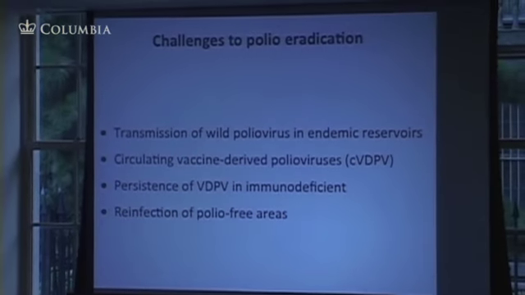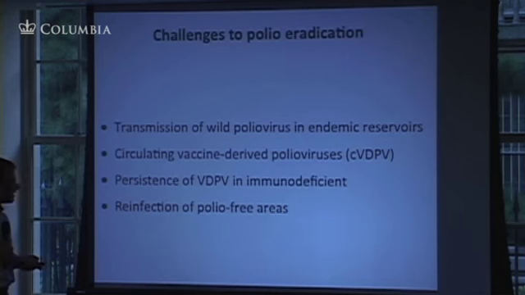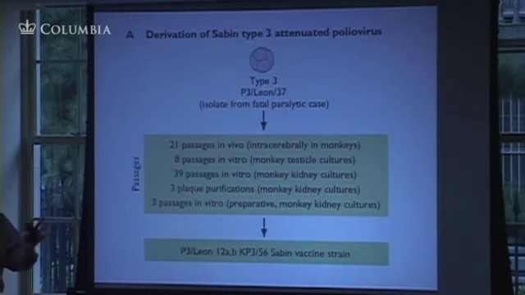So here are the challenges to eradicating this virus now. We still have transmission of wild viruses that are out there in certain places. We have a complication that we didn't predict. They're called vaccine-derived polioviruses. We'll talk about that. We have persistence of vaccine virus in people without antibodies. And then we have reinfection of previously polio-free areas. So we're going to touch on some of those in the next few minutes.